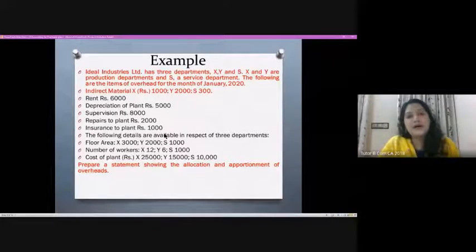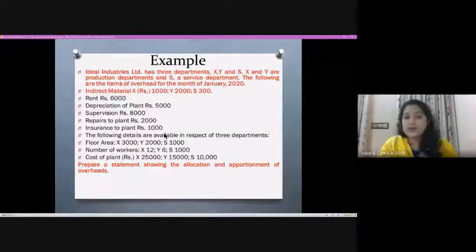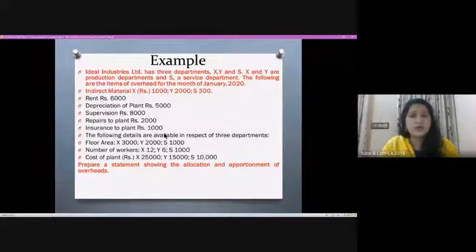Okay. Now, the items of overhead expenses are given below. The first is indirect material. As you can see in the question, indirect material for X is correctly identified as ₹1,000. For Y, it is identified as 2,000. And for S, it is 300, which means this comes under the category of allocation. You can straight away enter it for departments X, Y, and S respectively. There is no need for proportional allocation. It's already given in the question in front of us.